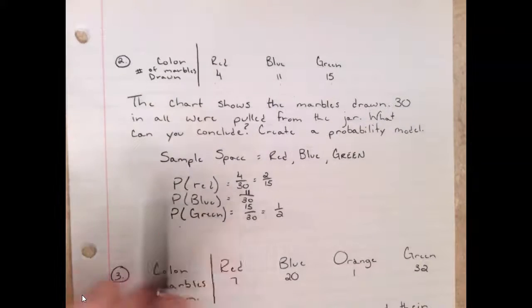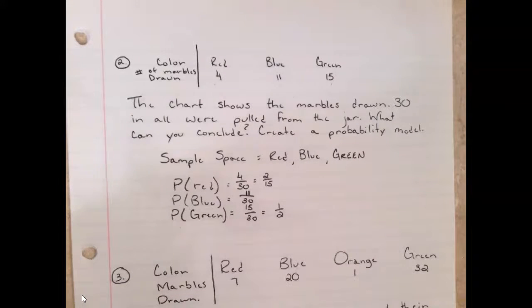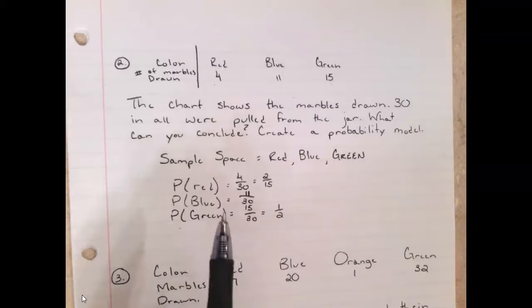Now my question, what can I conclude? Well, I can conclude that it's more likely that a green marble is pulled out because its percentage is a lot higher than any of my other marbles. It is the highest. Then you have half a chance of pulling out a green marble. So that is my probability model for problem number 2.